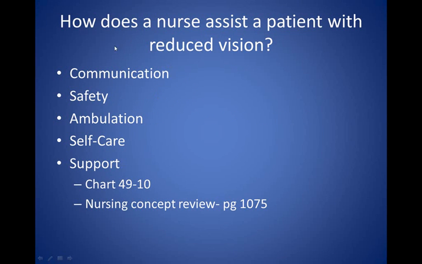So what do we need to do to help a patient with reduced vision? We have communication issues. We want to make sure that we tell a person, I'm about to touch you, I'm doing this. Make sure that they know when you come in the room where you are, and clearly communicate what you're doing. Also, there are things like talking clocks that can be used to help a person in their home. Safety is very important.